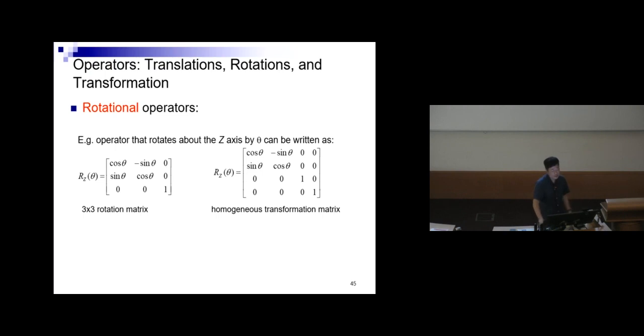Okay, so this is a 3x3 rotation matrix. And then if you make it into a homogeneous transformation matrix, you will have to add an additional column, which essentially represents your translation, and an additional row. The additional row will always be 0, 0, 0, 1 in our context.